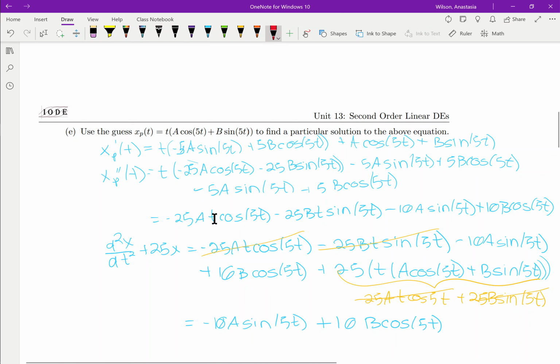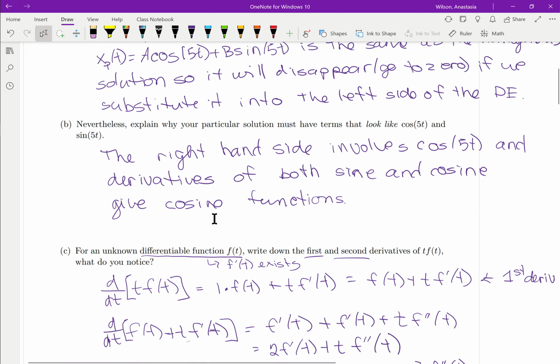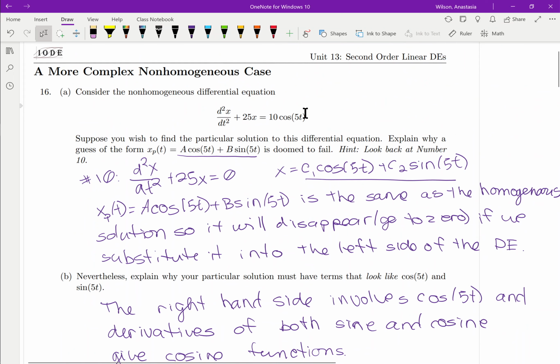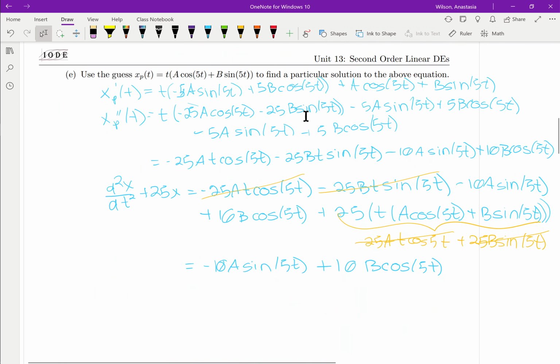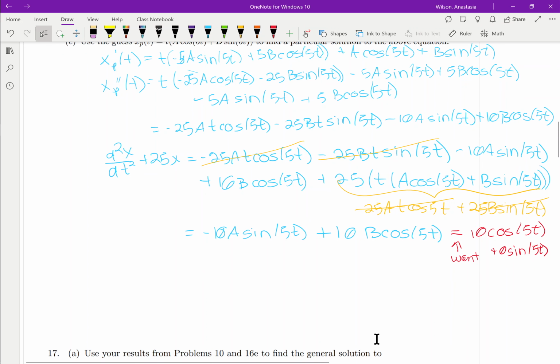This is where we set it equal to something that we want to be true. We want it to equal the right-hand side. If we scroll back up here, the right-hand side is 10 cosine of 5t. So we want this to equal 10 times the cosine of 5t. Okay, so the right-hand side involves only cosine, the left-hand side involves sine and cosine. But remember, we can write this as a plus 0 sine of 5t, so we can equate our coefficients then.